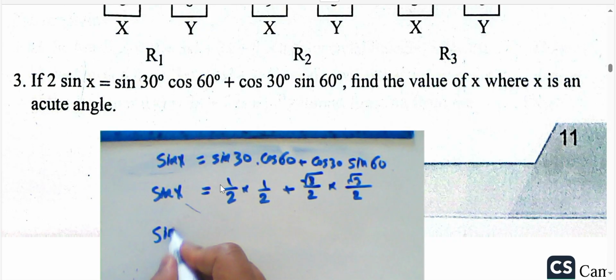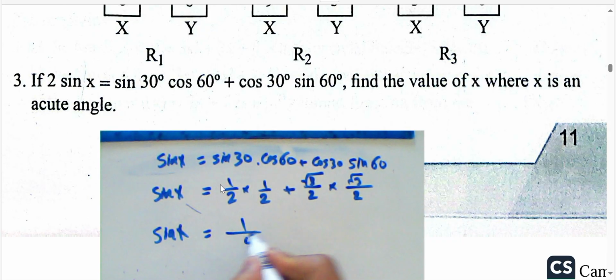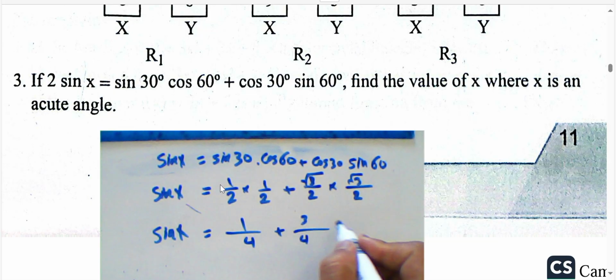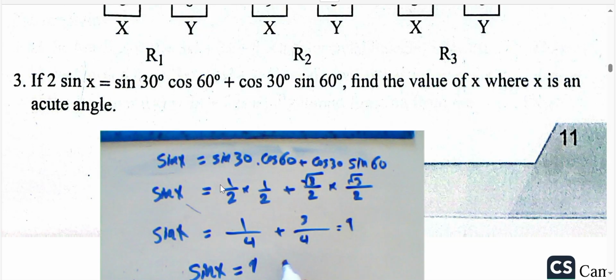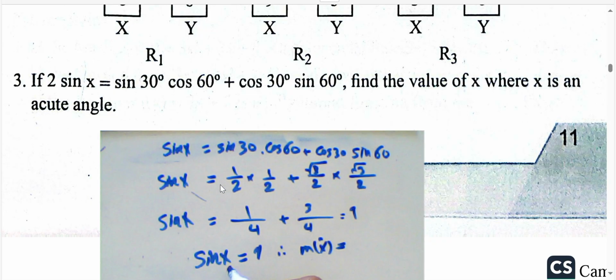Then we can write sine x equals 1 fourth and 3 over 4, it will be 1. Then sine x equals 1. And the measure of angle x equals what? It will be 90 degrees.